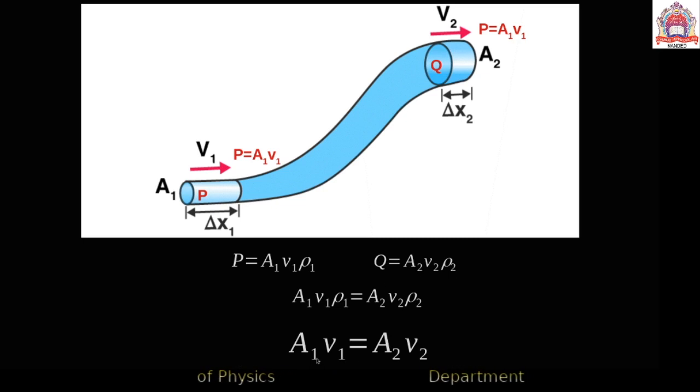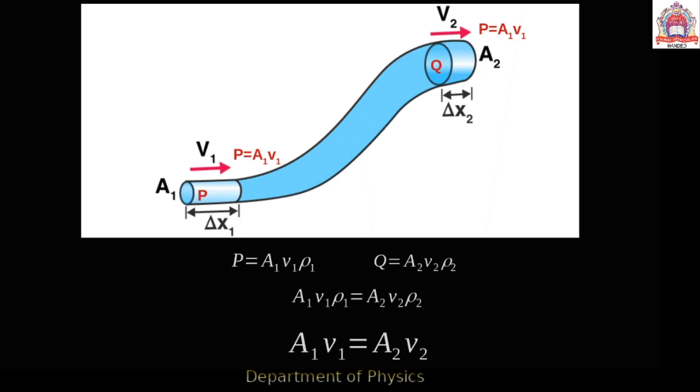This equation is known as the equation of continuity for the steady flow of a perfectly mobile and incompressible liquid. This means that where the cross section of the tube is small, the velocity is greater, and vice versa. This explains why water at a place where it is deep appears to be still. So this is the equation of continuity.